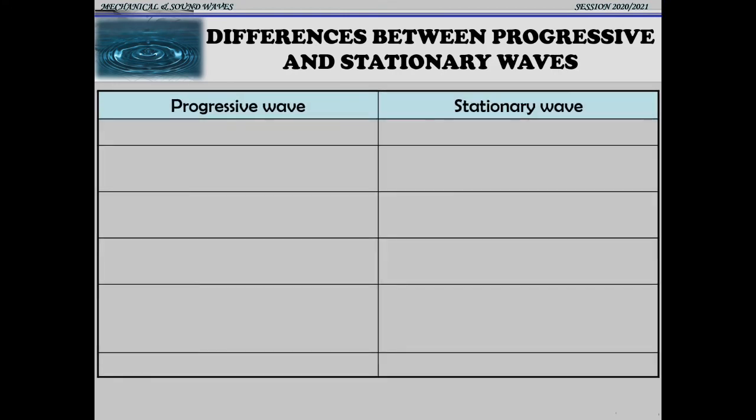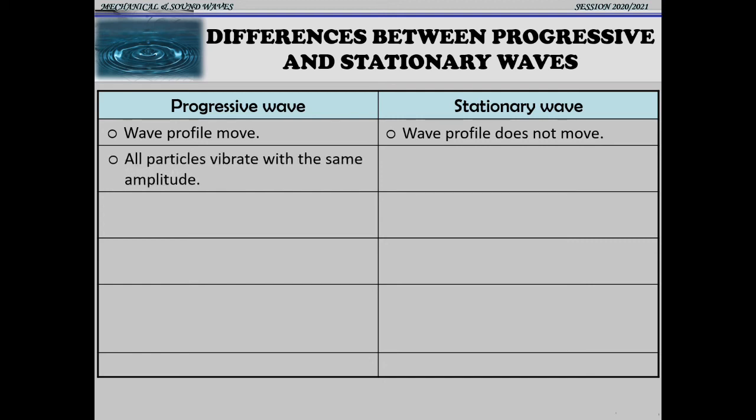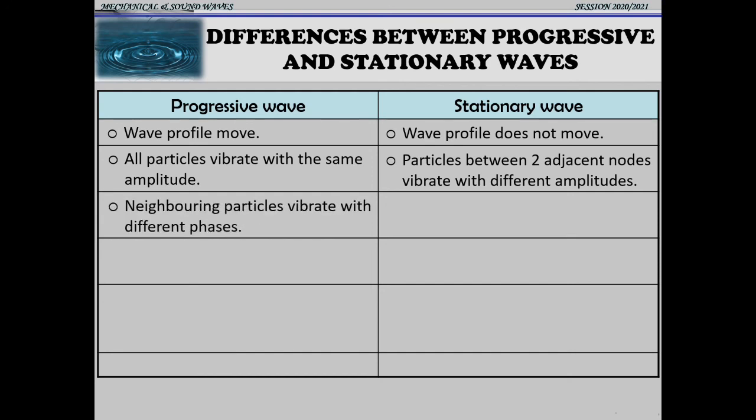The difference between progressive and stationary waves. A progressive wave has a wave profile that moves. For a stationary wave, the profile does not move. All particles vibrate with the same amplitude for a progressive wave. For a stationary wave, particles between two adjacent nodes vibrate with different amplitudes.